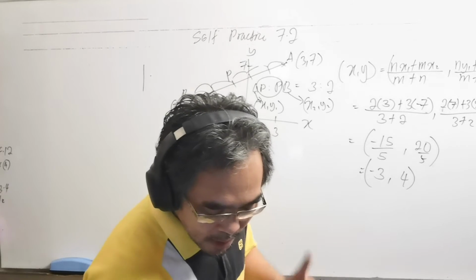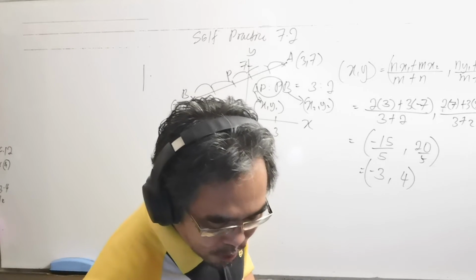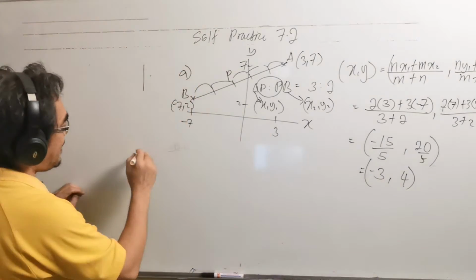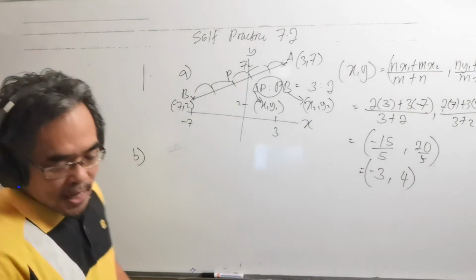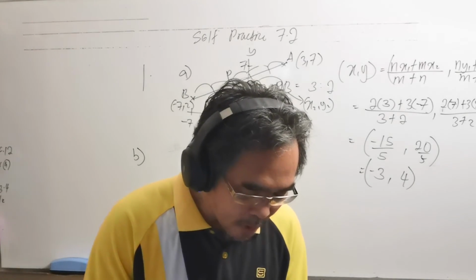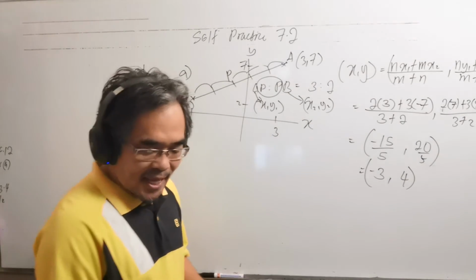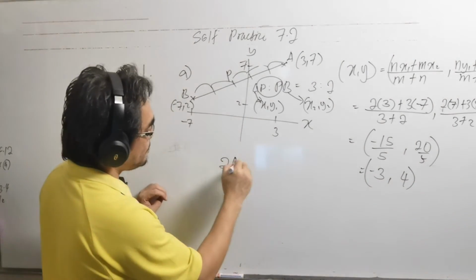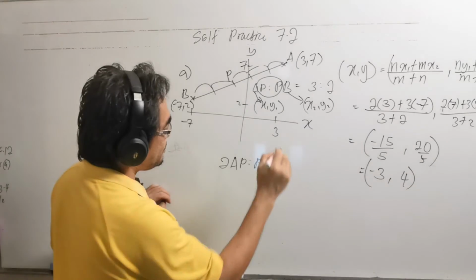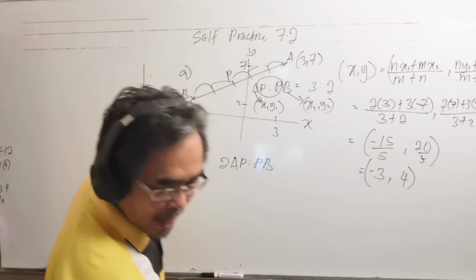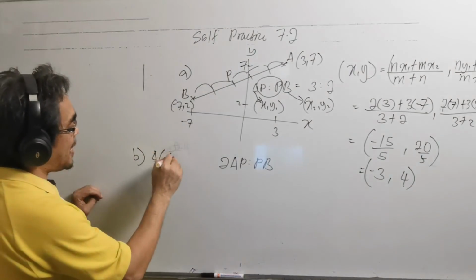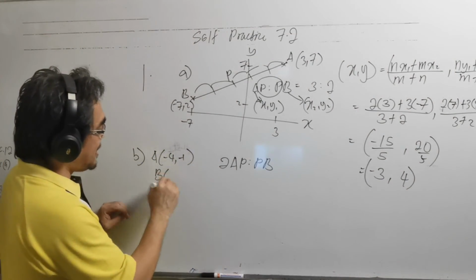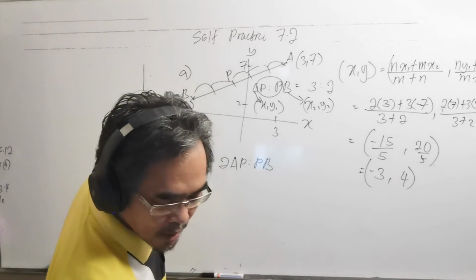Okay. And I need to show you another question. This is 1A and then 1B. I still need to show you because there is another statement there. That is because of the word 2AP to PB. Okay, and the coordinate of A will be negative 4, negative 1. B is 2, 5.